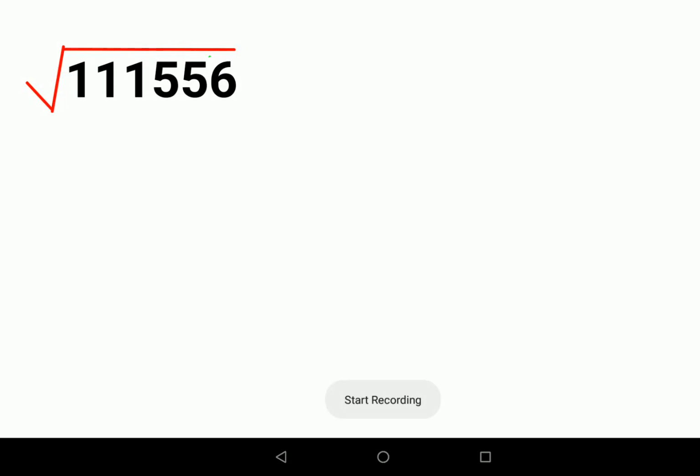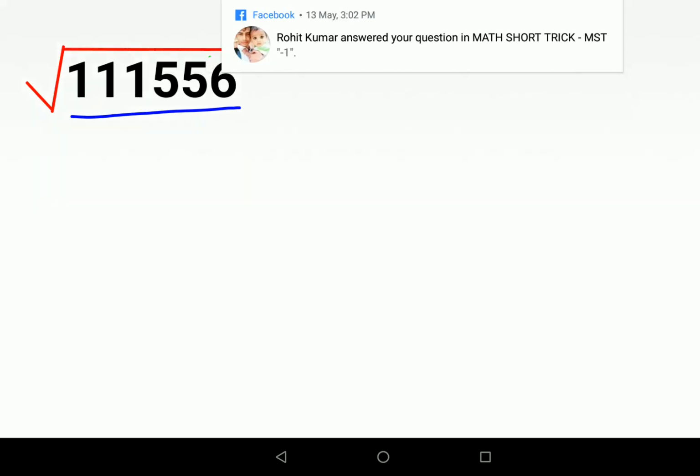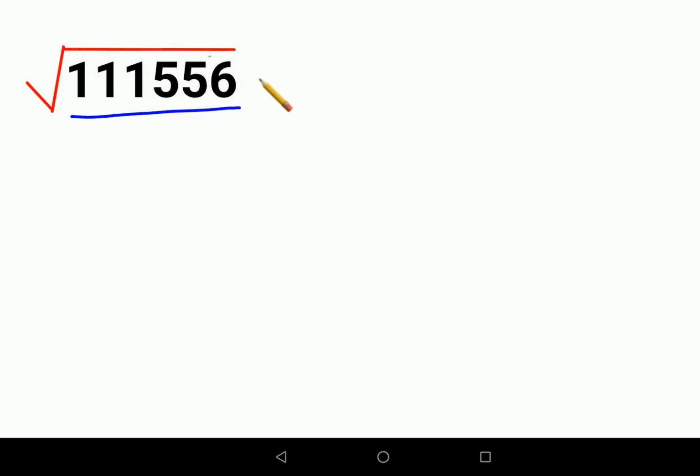Welcome everyone. So today I'm going to show you how to find the square root of such a big number. The only thing given in this entire detail is that this is a perfect square, meaning the answer will not have a decimal point. Okay, this is very important. If it had a decimal point, then the entire approach will change.